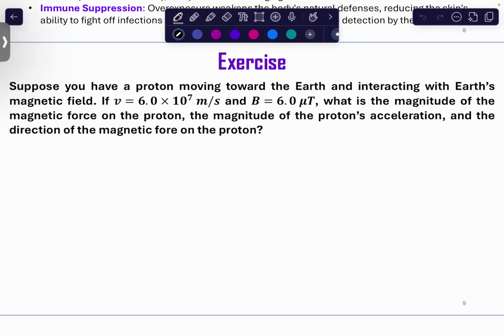So we're working on this. We have a proton moving in Earth's magnetic field.